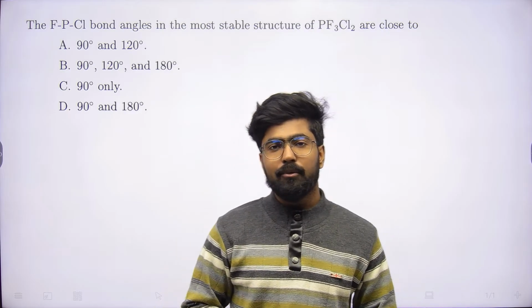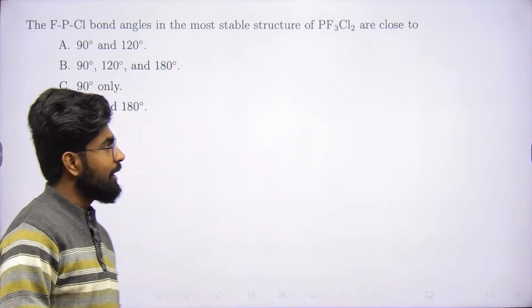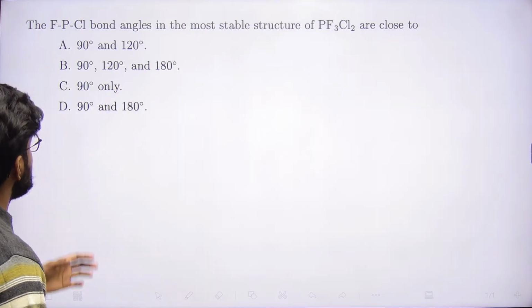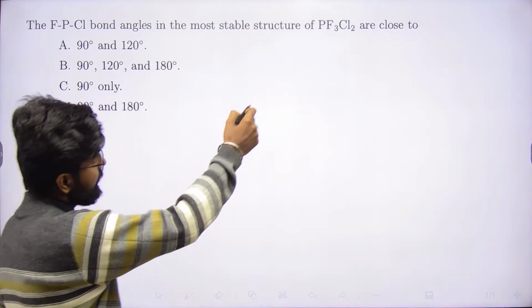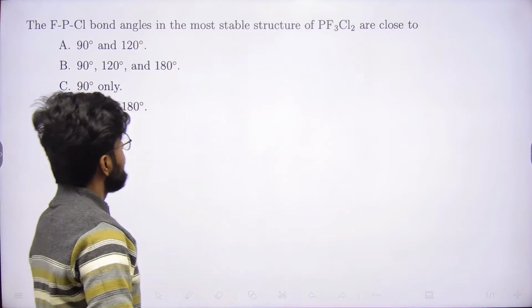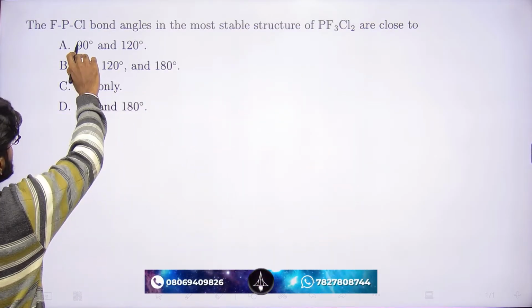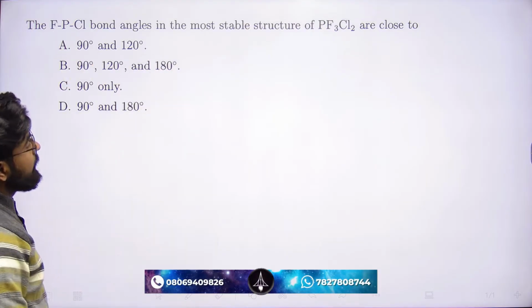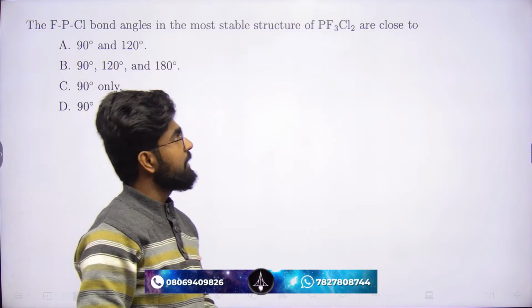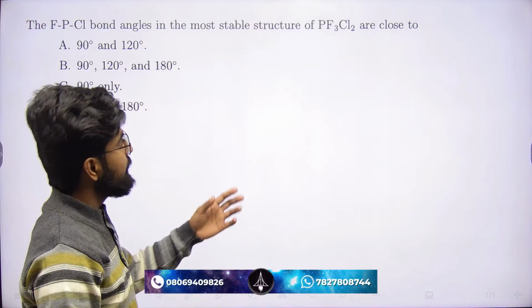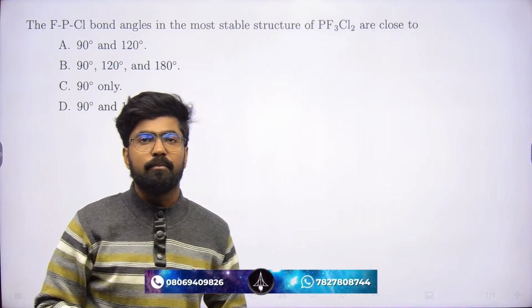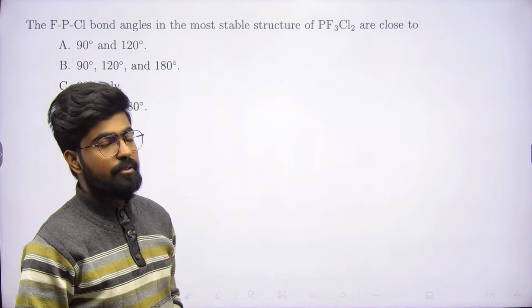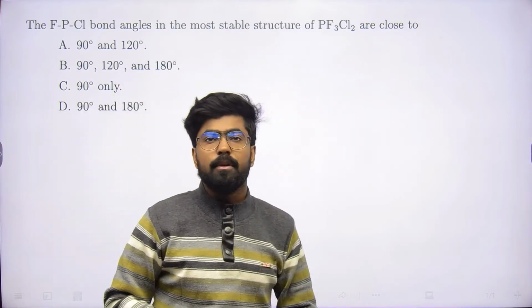Today we are going to discuss a very important question that was asked in the 2021 IAT test, right? In this question we have been given the compound PF3Cl2, and we have been asked to calculate how many F-P-Cl bond angles there are in the most stable structure of PF3Cl2. Now this question seems to be simple, but what makes it difficult is that they have asked for the most stable structure for this particular compound, PF3Cl2.